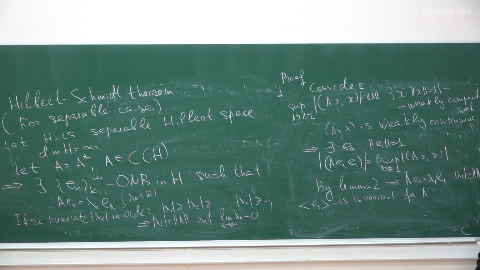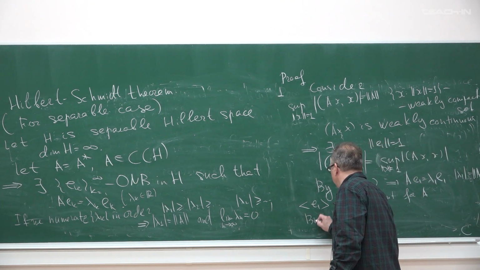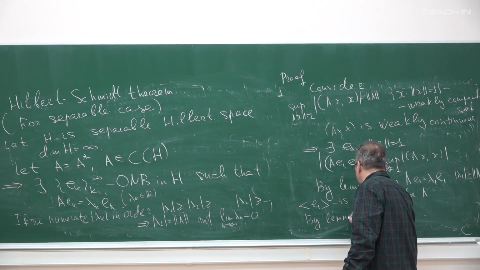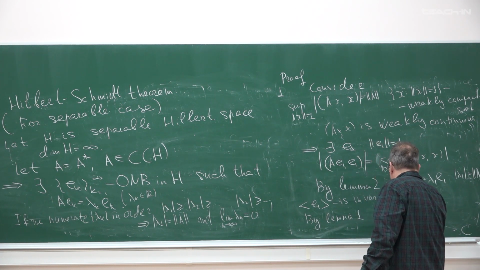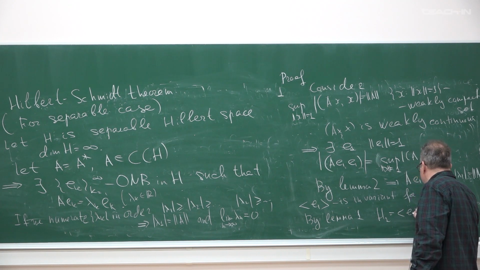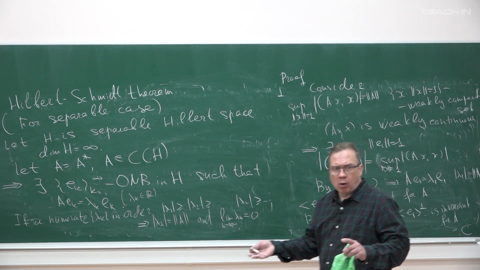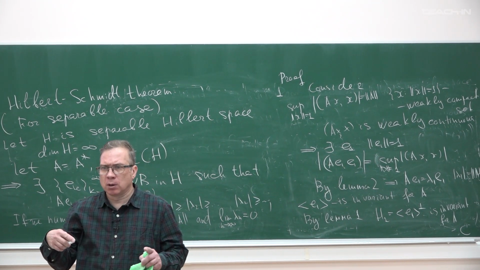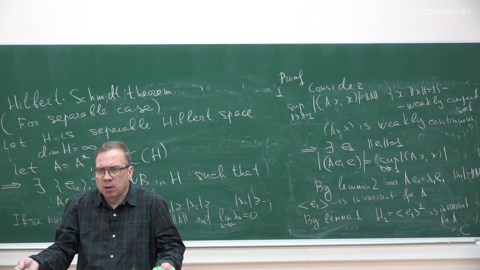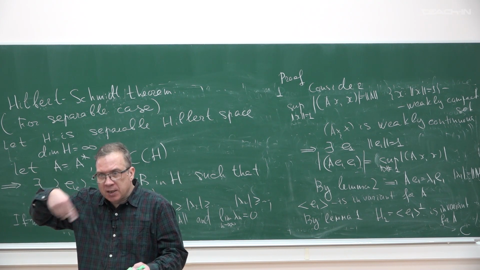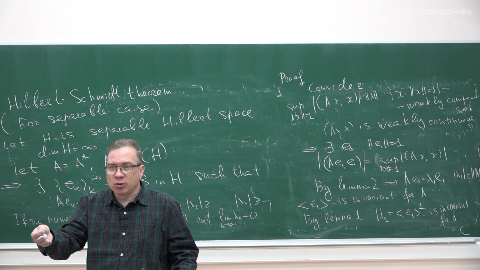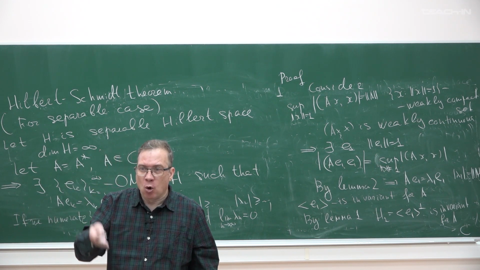For A. So by lemma 1, the space H1, which is the orthogonal complement to this linear span, is invariant for A. Yes? And you know absolutely all about operator A reduced on the linear span of E1. It is a one-dimensional space, and here we have an eigenvector. But it is invariant for H1. So we can consider the reduction of our operator on this space H1.